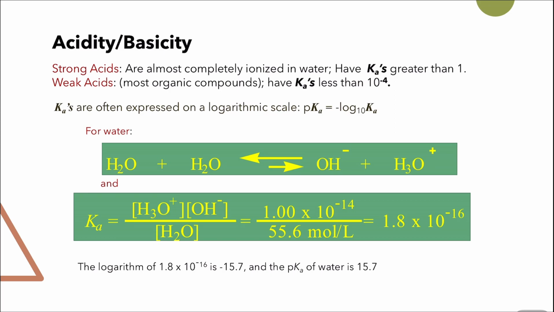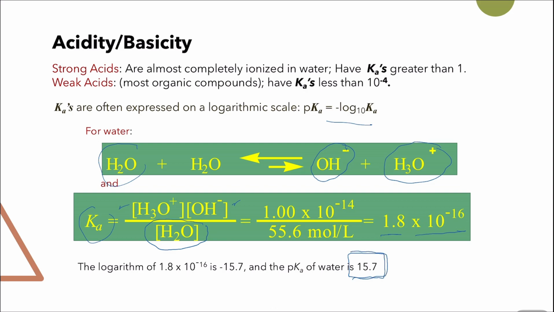So pKa is basically the minus log 10 of the Ka. For example, for water: water in water will give you a hydroxide ion and a hydronium ion. This is the situation of water in water. The Ka of water is the concentration of the hydronium times the concentration of the hydroxide ion formed, divided by the concentration of the water itself. And the value of the Ka is 1.8 times 10 to the power minus 16. So the pKa of water is 15.7.